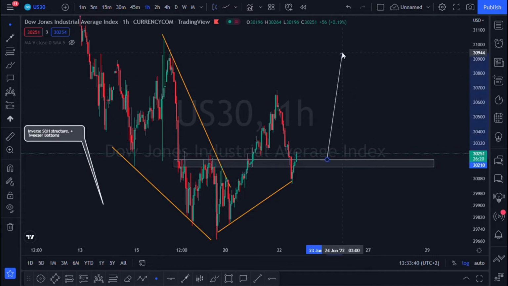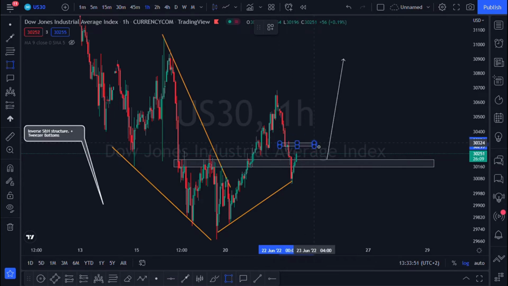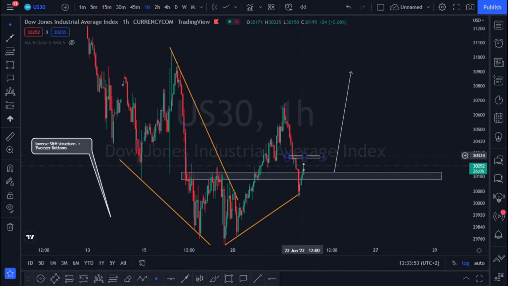So in order for structure to shoot towards the upside, we first have to see how structure is willing to react at this particular level over here. So we have this beautiful level right over here that we have to keep watch of. If structure chooses to break above this level here, then it would be a clear indication that we are taking a position towards the upside.